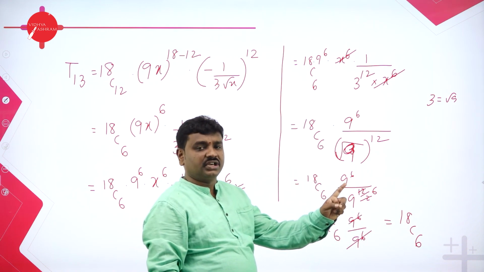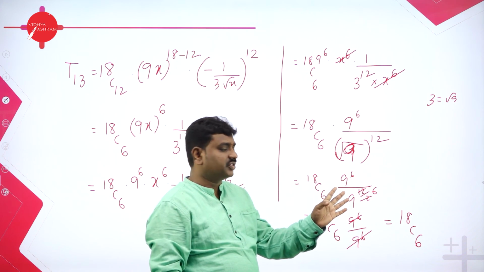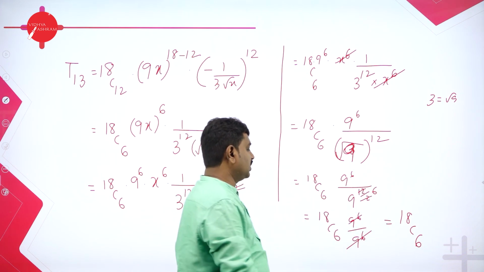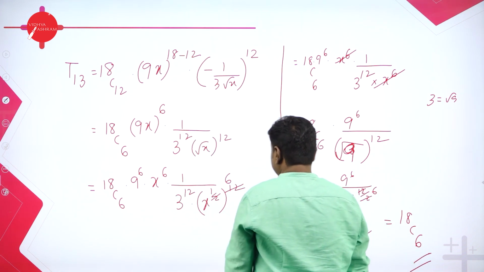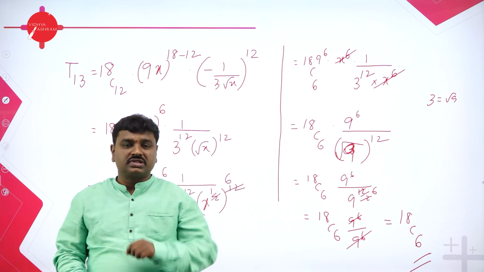18C6 you can expand if you want: 18 into 17 into 16 into 15 divided by 6 factorial. Or leave it here, no problem. It is also a standard answer. Hope all of you understood this.